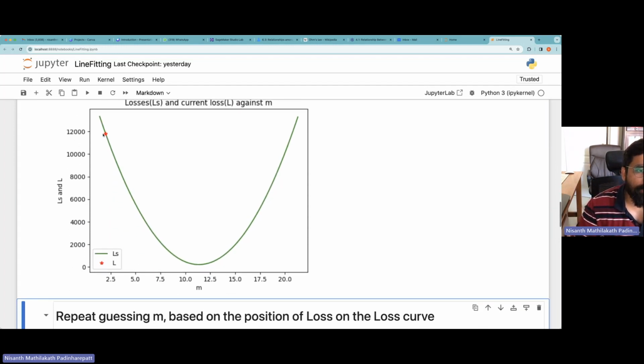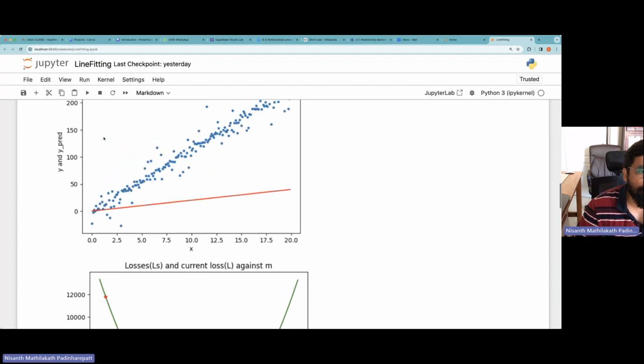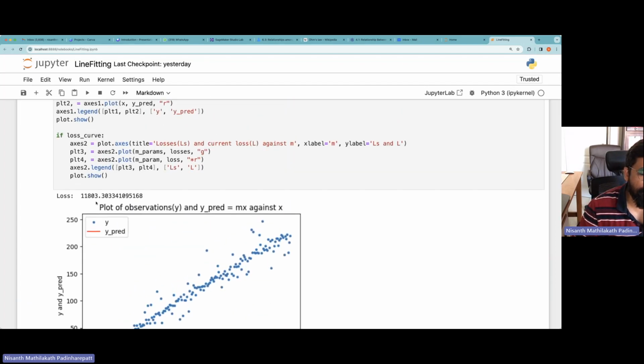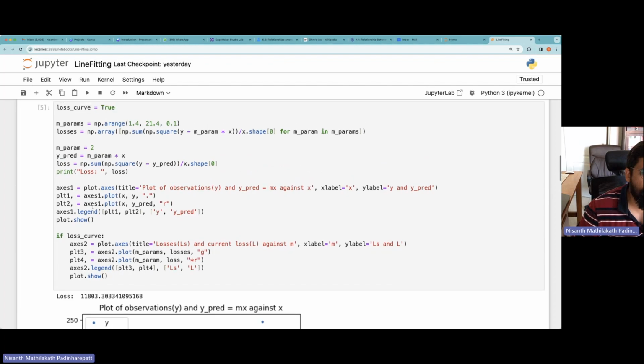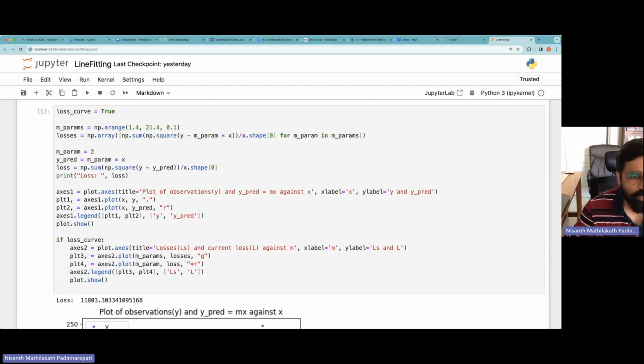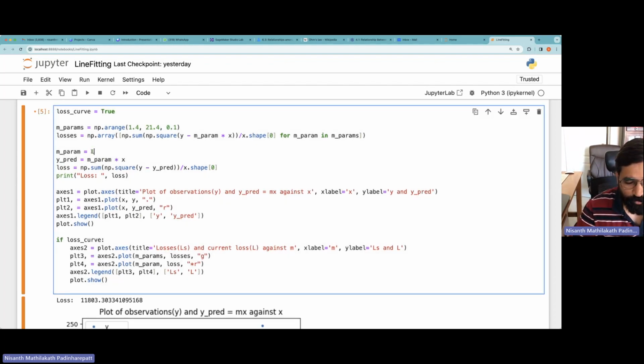Oh, it came here. Okay, opposite side. So the error has increased. Okay, 2 is not good. So we have to move to the right. We should not go as far as 20, but we should move to the right.